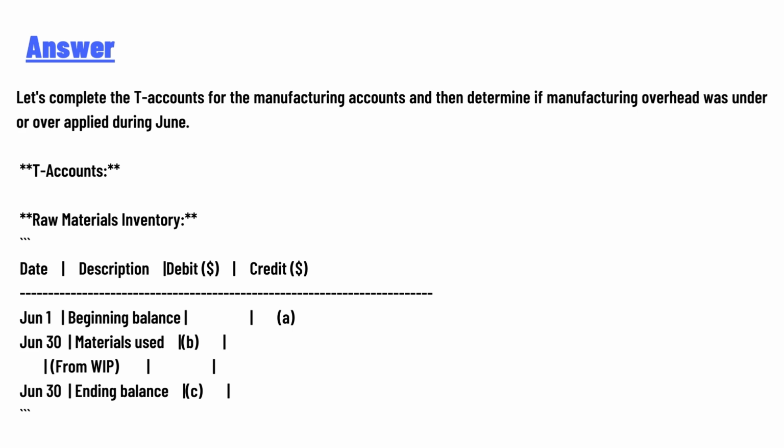And the answer to the question is: let's complete the T accounts for the manufacturing accounts and determine if manufacturing overhead was under or over applied during June. Pause the video and go through the accounts and calculation.